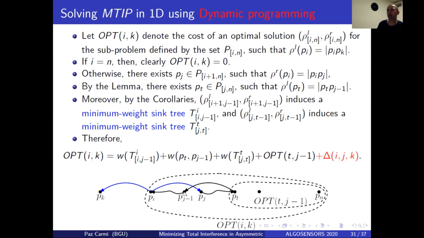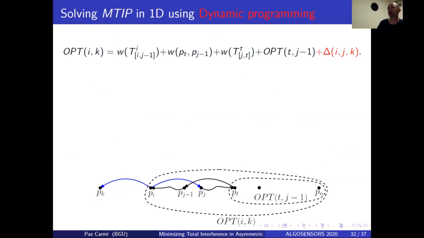But we need to add something more. We need to add the difference in the interference when the point pi goes all the way to pj. So if pi pj is smaller than pi pk, then this is nothing. But if we increase the range, then we may include some more points here, but also we may include some more points here. So this is the difference in assigning the range of pi to the right to go all the way to j, instead of going to k.